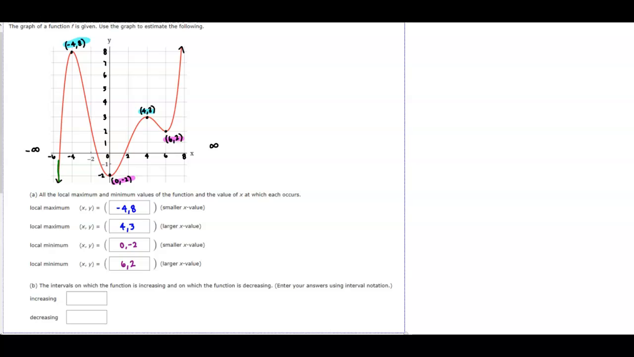Okay, now we need to figure out where the function is increasing. It's increasing starting from negative infinity on the x-axis all the way to negative 4. So it's going from negative infinity to negative 4. It's also increasing from the value of x at 0 to 4, so it's increasing from 0 to 4. And it's also increasing from 6 to positive infinity.